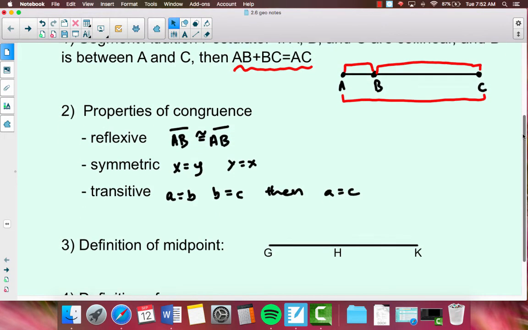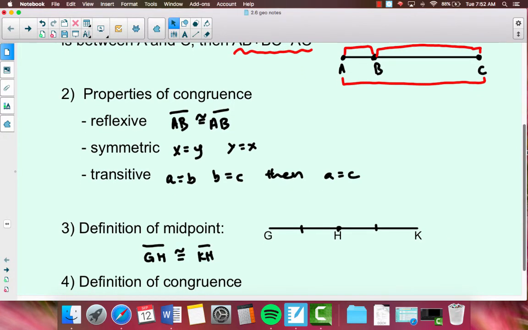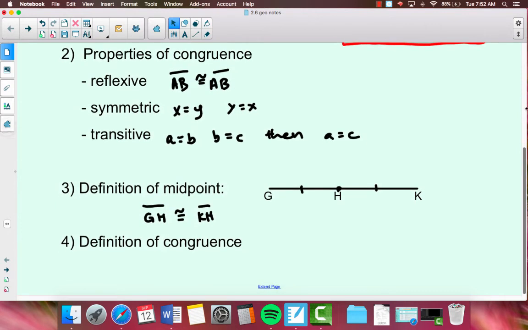Okay, and then definition of a midpoint. If they tell you a point is a midpoint, for example, they tell you H is the midpoint of this segment, then what that means is we can say segment GH is congruent to segment KH. Right, because we know that the midpoint splits something in half. So notice that's a big difference between this midpoint and the segment addition postulate, because in the segment addition postulate we don't know that B is in the middle. We just know it's somewhere on the line, so we have to use addition to set up an equation versus making things congruent.